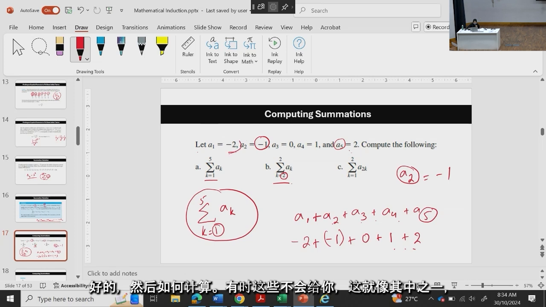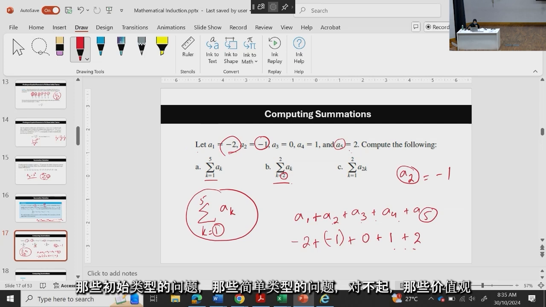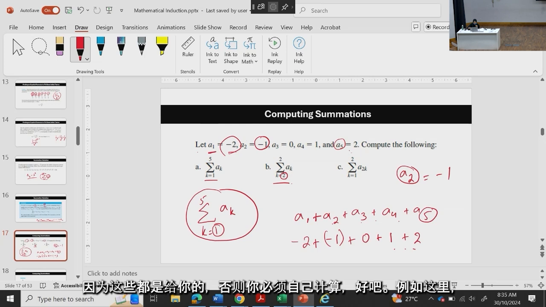Sometimes these are not given to you. This is one of the initial, simple types of questions where the values for these are given to you. Otherwise you have to compute them yourself.